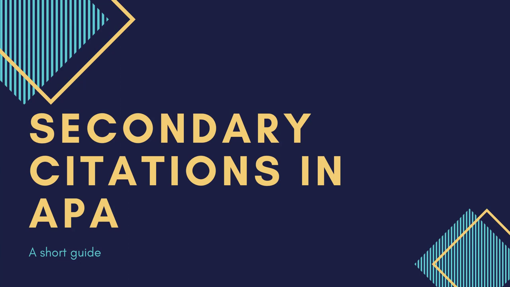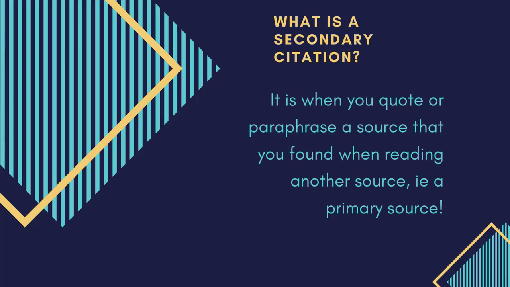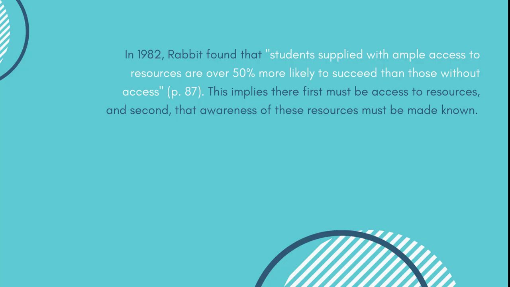Today, I'd like to teach you about secondary citations. What is a secondary citation? A secondary citation occurs when you find information such as a quote or data from a primary source within another source. For example, the author of an article you just read uses a quote from another author, and you would like to use that quote.